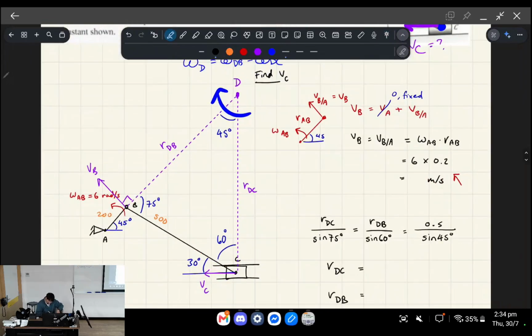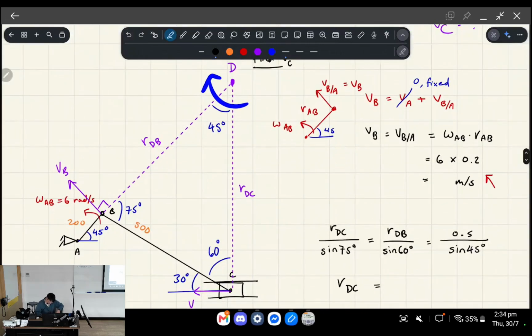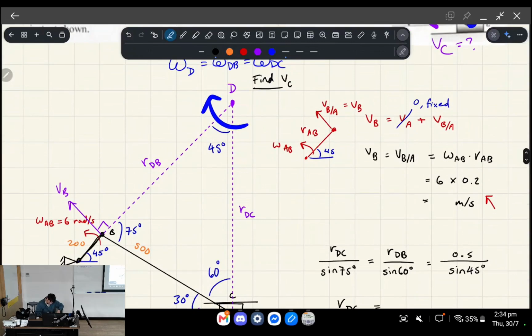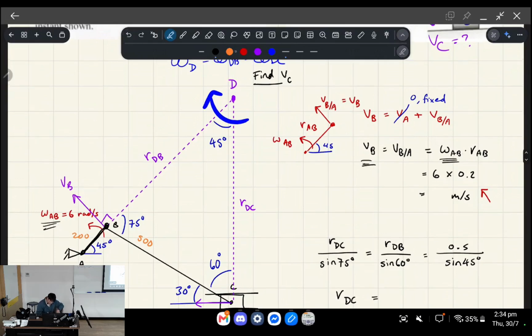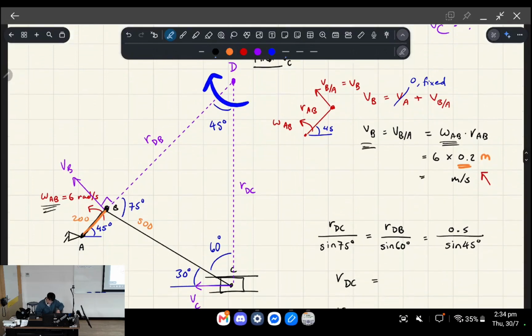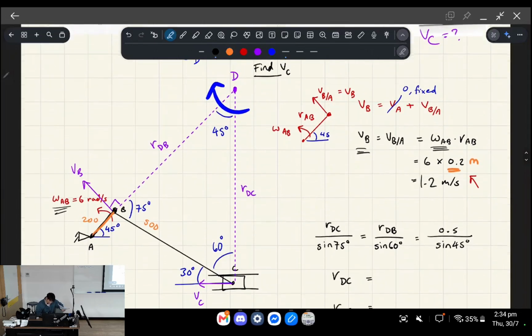So now we just have to find VB in order to start doing some maths. We can find that through knowing that this is fixed over here, and knowing that VB, the movement at this end, is equal to the angular velocity, which we're given, multiplied by the lever arm. And the lever arm here is 200 mil, but it's the same thing as 0.2 meters, giving us 1.2 meters per second. And that's moving up and to the left. So now we know what this is.